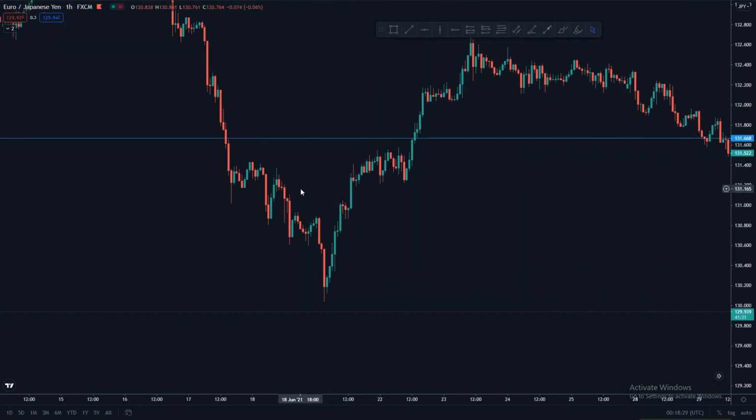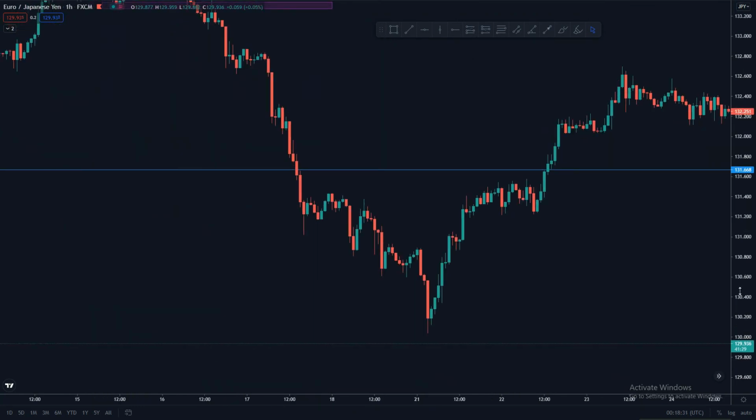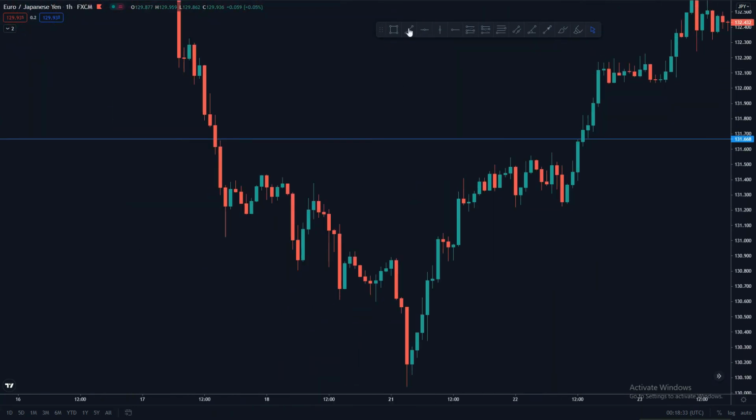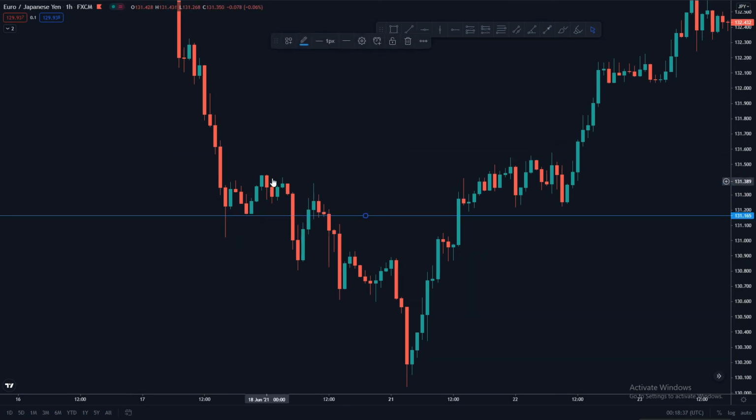So what happened here? The market created this low, right? And came up. So now what are we waiting for? We are waiting for the market to break that low. Then what happened? The market came here, and what happened? It broke that low, this low here. It broke the low and came back.